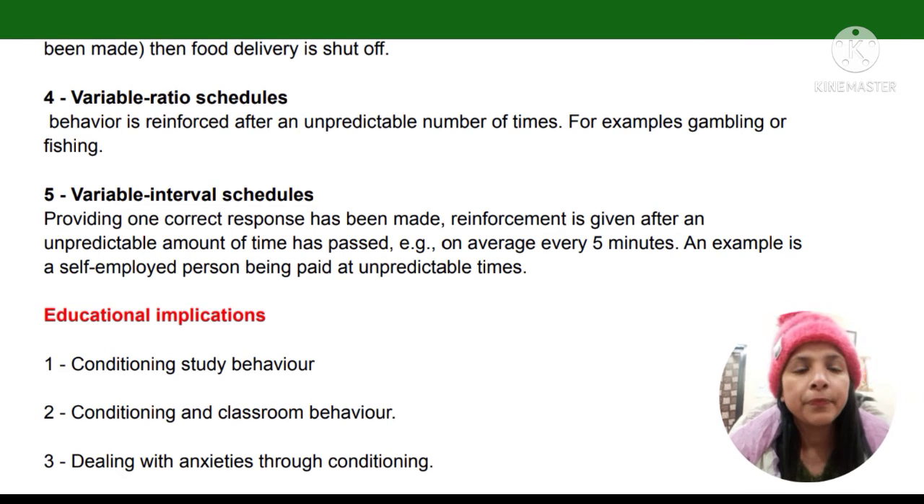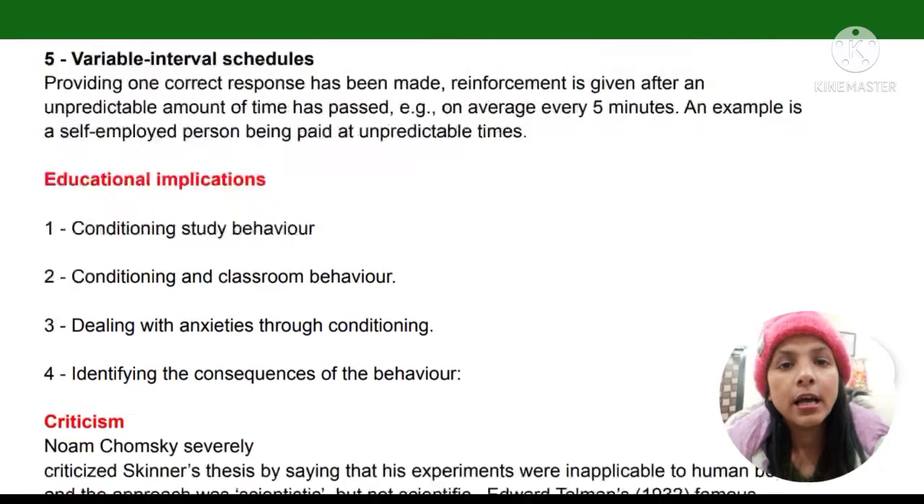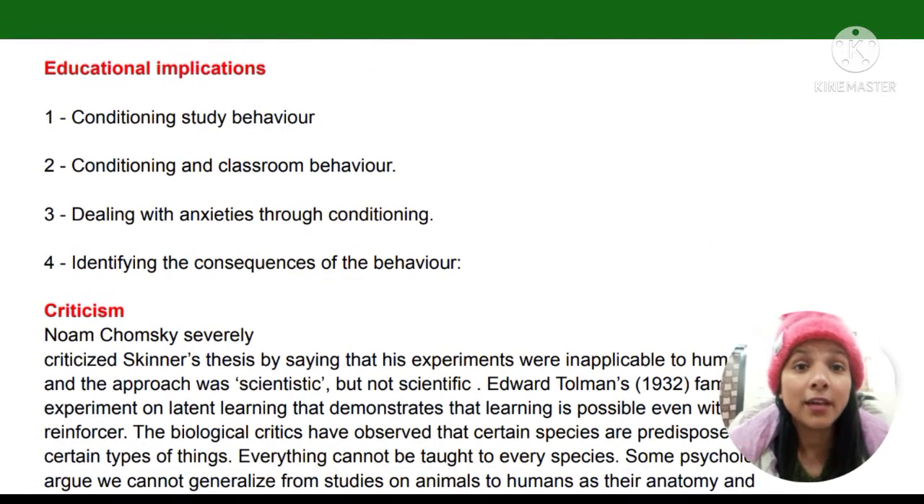Second, you can see conditioning and classroom behavior. So we can condition the mind of the child and we can also make some changes in the behavior of a child. Suppose if a child's behavior is not up to our satisfaction, then we can make some improvement in his behavior by using the same theory. Here you can see dealing with anxieties, and identifying the consequences of the behavior. So this can also be used to identify the consequences of the behavior.